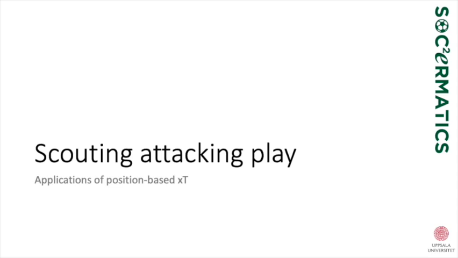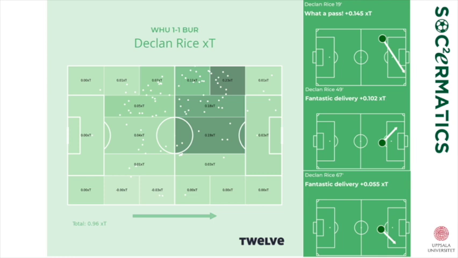So I'll start by looking at scouting attacking play. This is a nice diagram here of Declan Rice showing what he does. And again, what we're doing now is, when we were in lesson 3, we talked a lot about context of particular actions and normalization. Now, we said what we're missing is a value model. Now we have a value model.